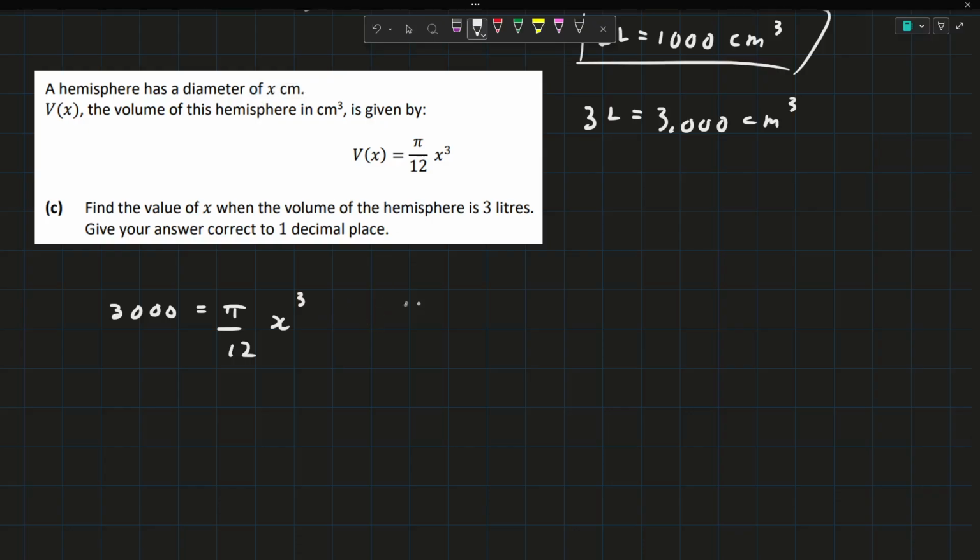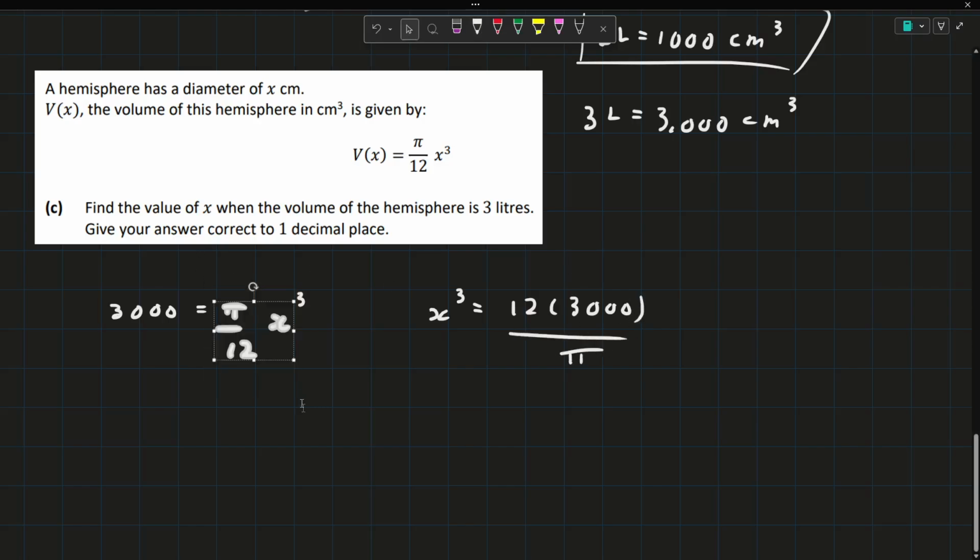So then we can just rearrange and get x. We can say that x cubed will be equal to, so we multiply the 12 up, and we get 12 times 3,000. We can divide that by pi. Again, that's just dividing both sides by pi. So the 12 comes up, the pi comes down. And then you can cube root both sides, cancel out the cubed.